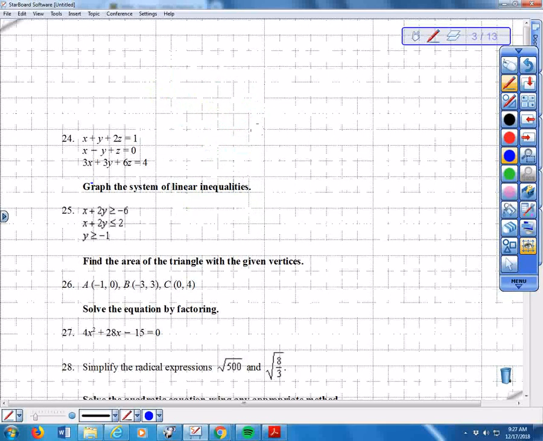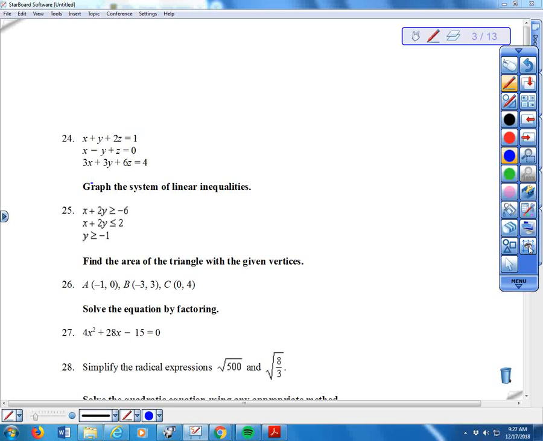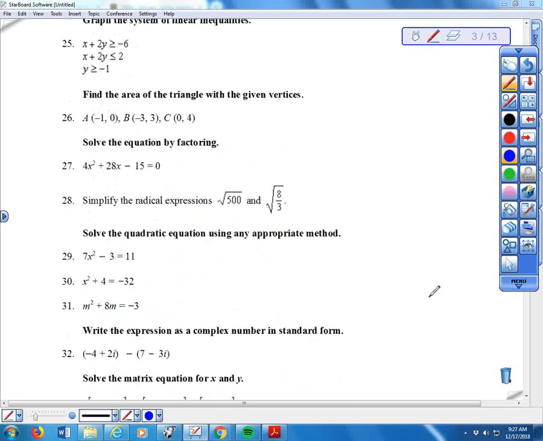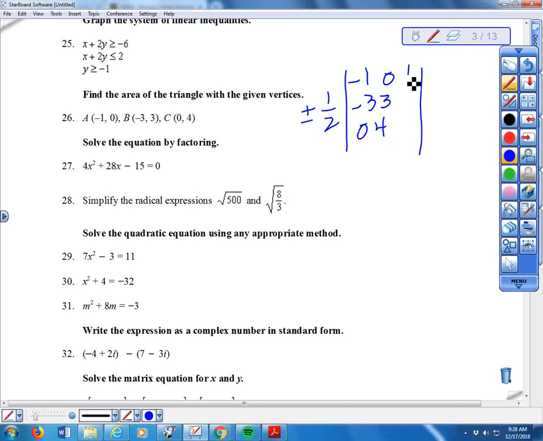Next question. Find the area of the triangle. Well, this formula is plus or minus 1/2 times the determinant. -1, 0, 1, -3, 3, 1, 0, 4, 1. Yay. Calculator. I like this one.